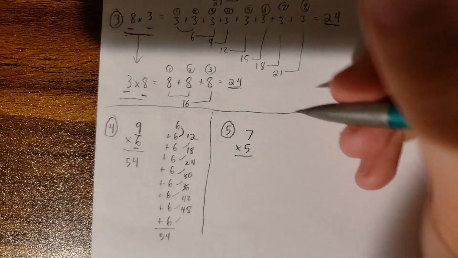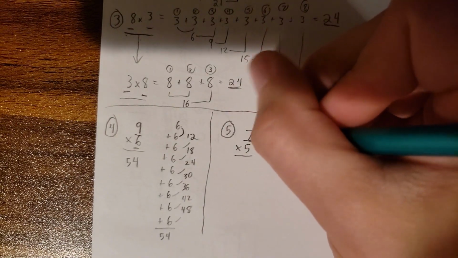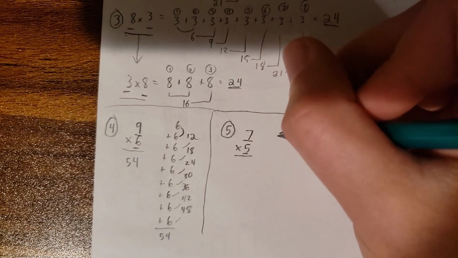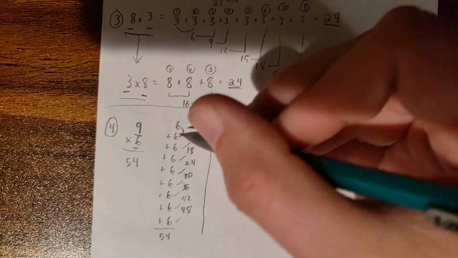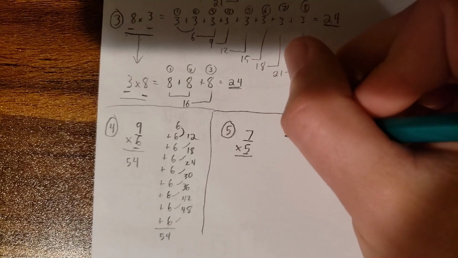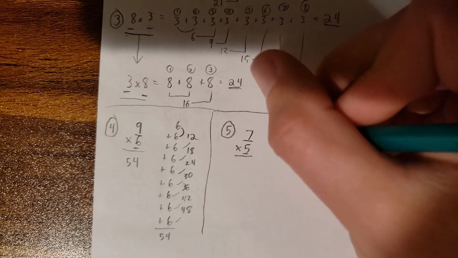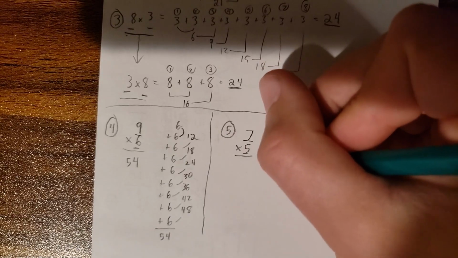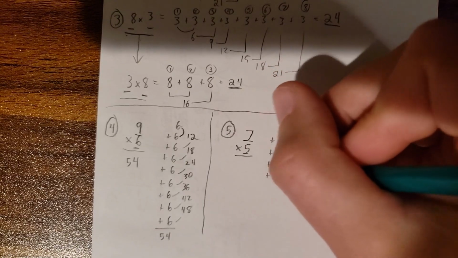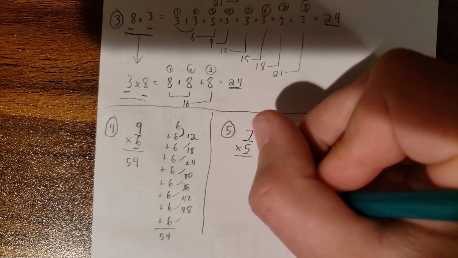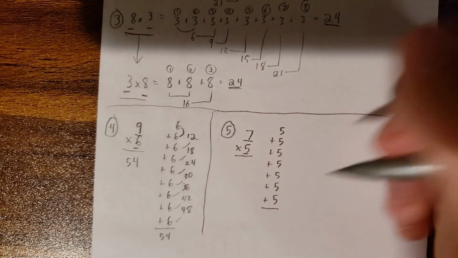Alright, same song and dance as before. 7 groups of 5. We'll keep track just the way we did over here and count them out loud. So this is our first 5, plus our second 5, plus our third 5, plus our fourth 5, plus our fifth 5, plus our sixth 5, and finally plus our seventh 5.